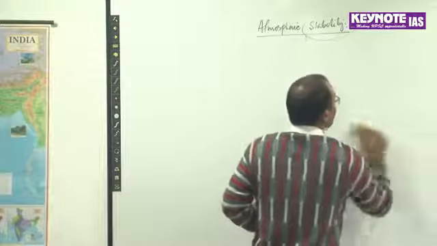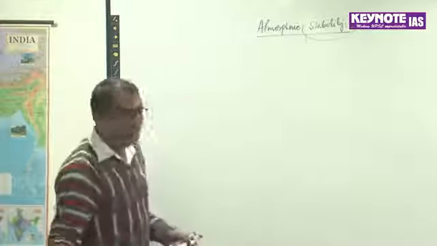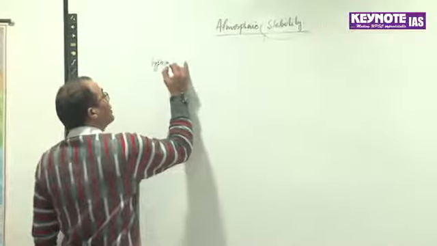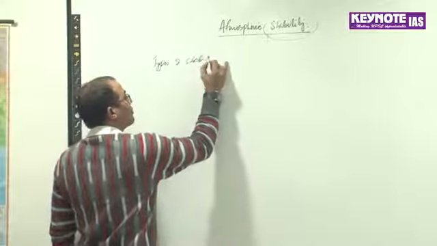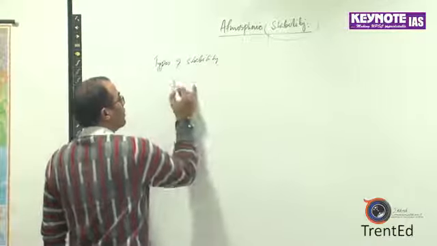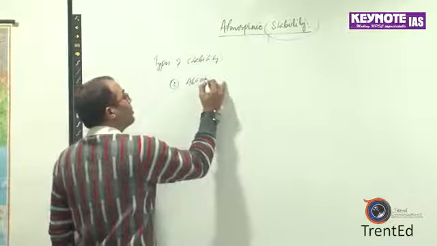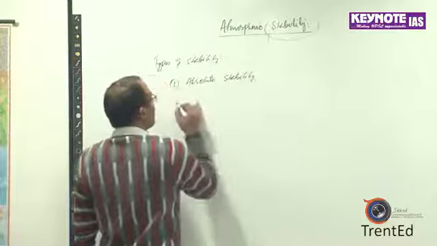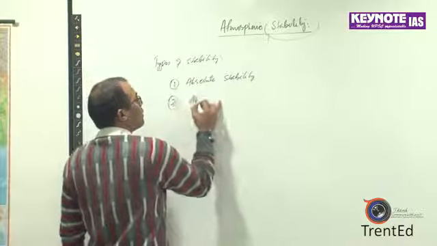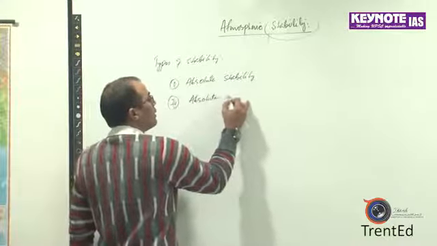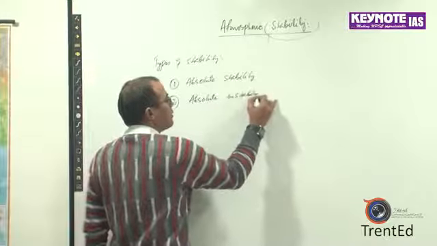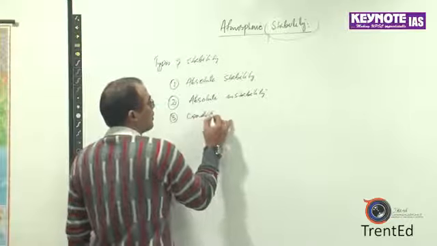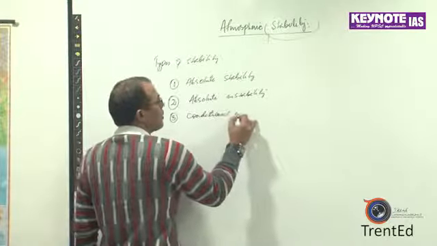So that's how, with respect to the environmental lapse rate and adiabatic lapse rate, there are three types of stability. One is absolute stability. Another one is absolute instability. The third one is conditional instability.